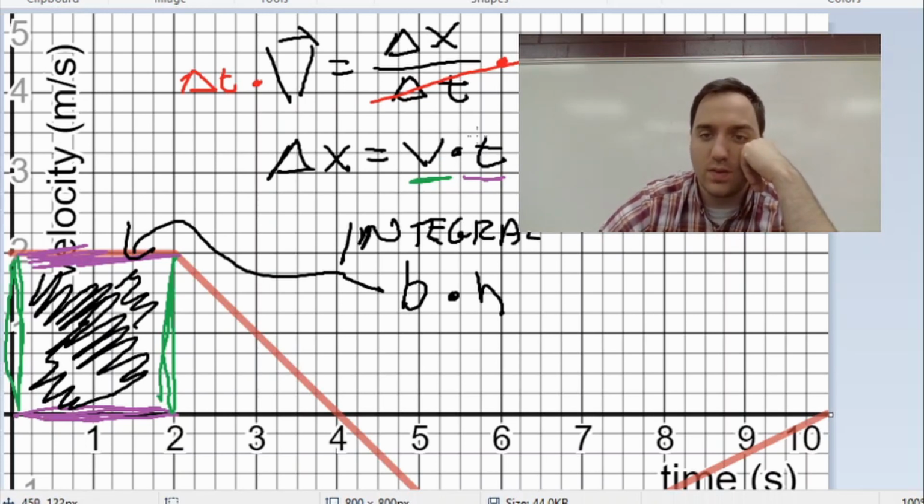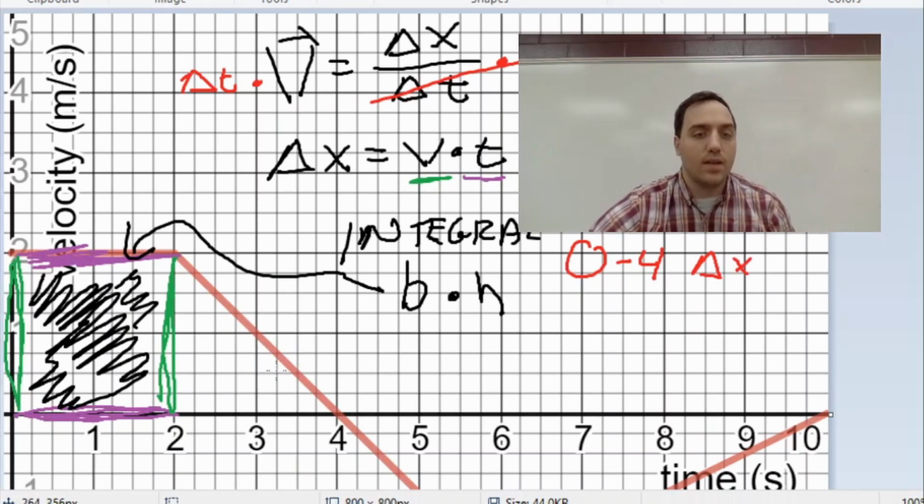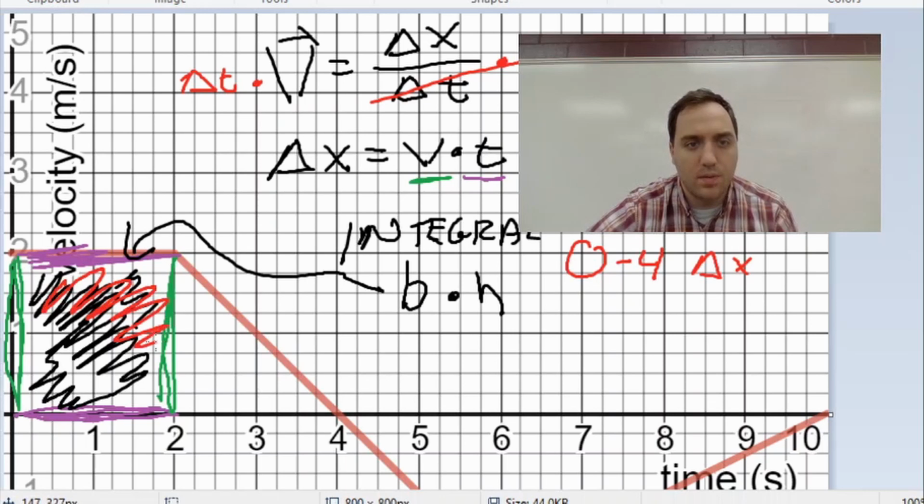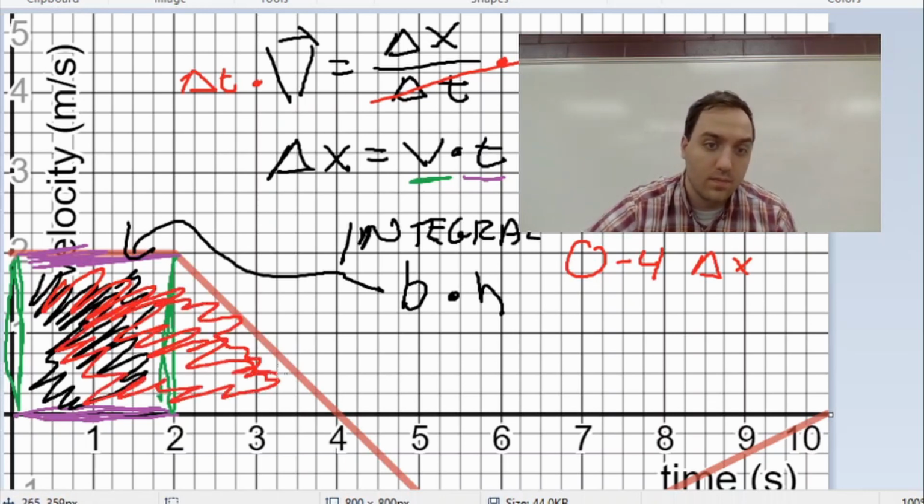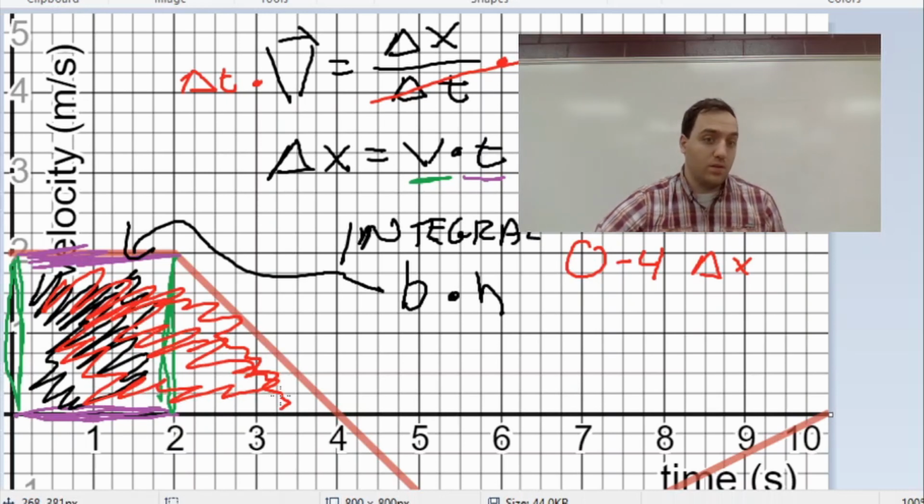That's pretty useful. Let's say if we wanted to look at a different chunk. Let's say we want to look between 0 and 4 seconds. This is 0 to 2. Let's do red for 0 to 4. Well, our delta x is still going to be the area here, but because my area now is a different thing, it's this red area, I need to go about it a little differently.